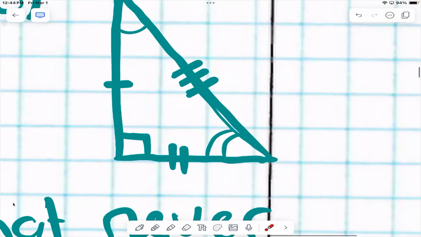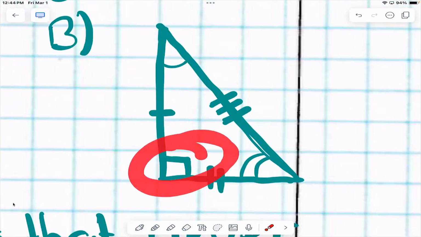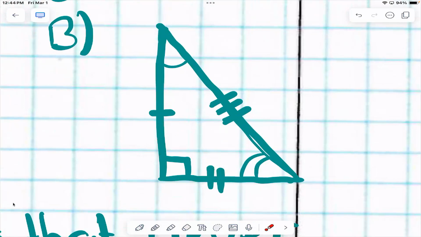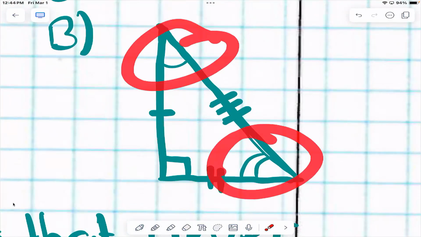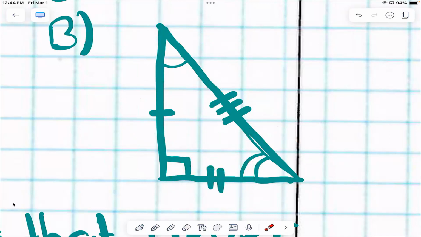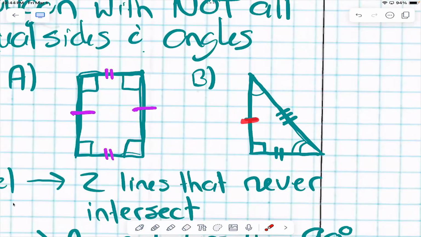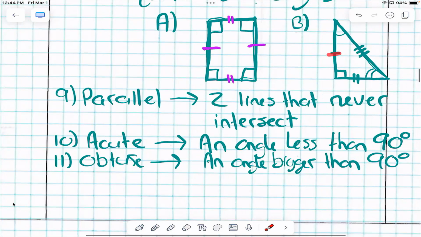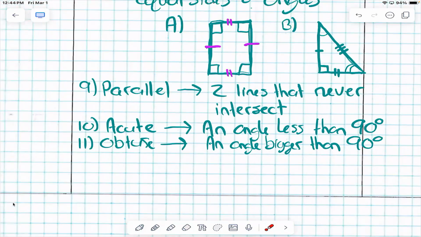Is this an irregular polygon? Yes. What kind of angle is this? Right angle. Is this angle and this angle, are they different? Yes. Is this side and this side and this side, are they all different sides? Yes. We can tell by the congruent markers, yes? What do we call two lines that never intersect? If an angle is less than 90 degrees, it's called? Acute. And if it's bigger than 90 degrees, it's called? Obtuse.